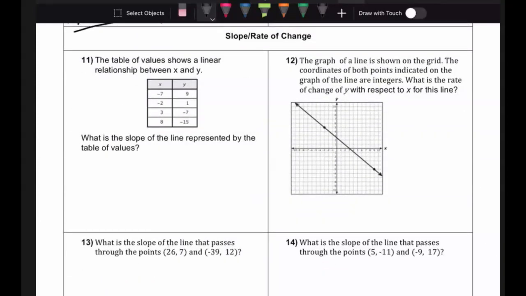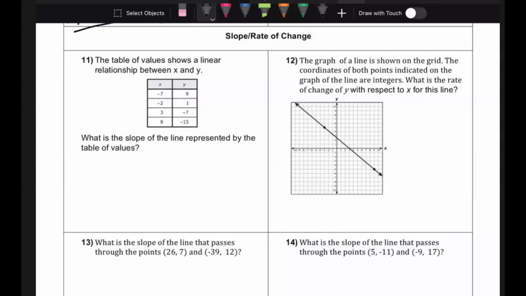Remember, rate of change just means slope. It's another word for slope. It's actually slope in the real world context. So for example, miles per hour is an example of slope in the real world, but we call it rate of change because it's telling us at what rate something is changing. So for example, if you're going 30 miles per hour, well, every hour you're increasing 30 miles. That's how much it's changing.